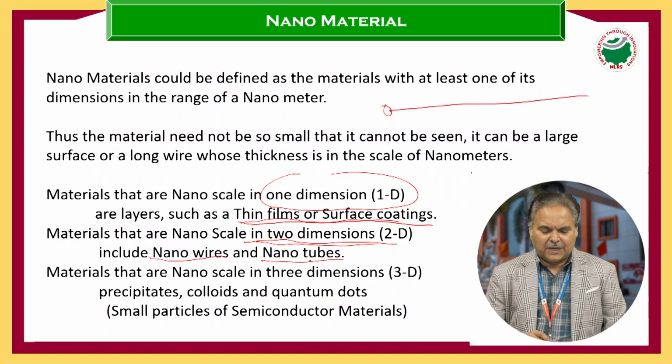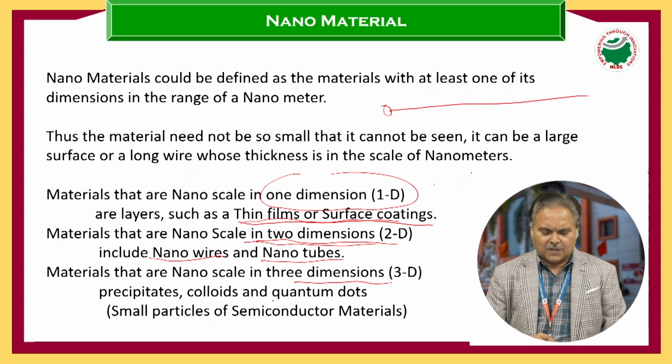So these are the materials. If you make a nanowire, it is a two-dimensional nanomaterial. If you make a thin film or surface coating, that material is a one-dimensional nanomaterial. Similarly, if it is like a point, with all three dimensions x, y, z in nano size, then it is called a three-dimensional nanomaterial.